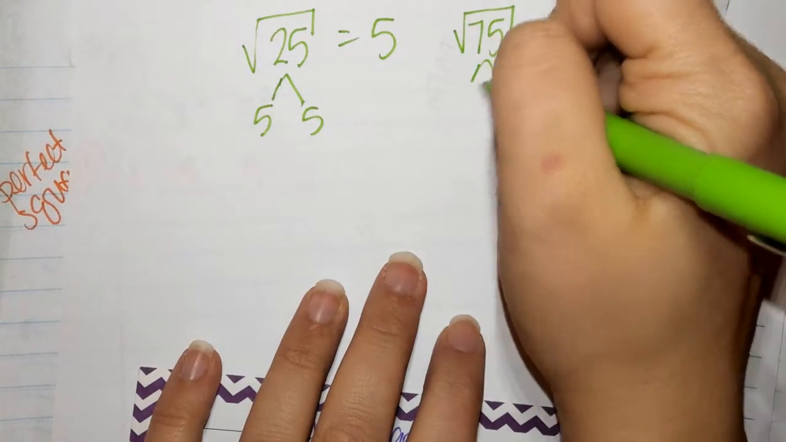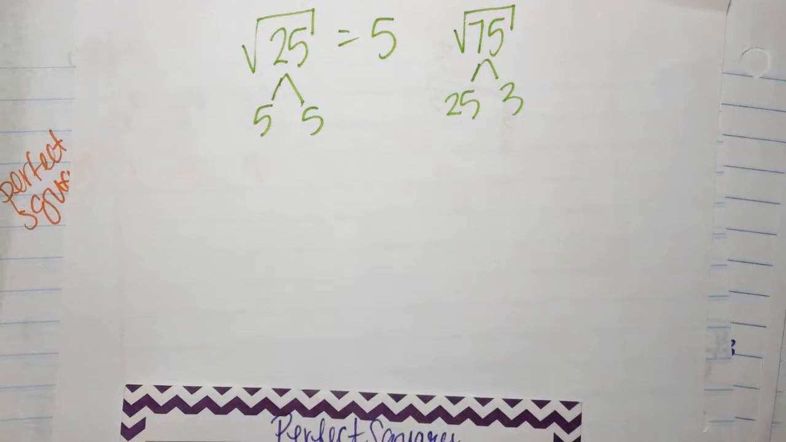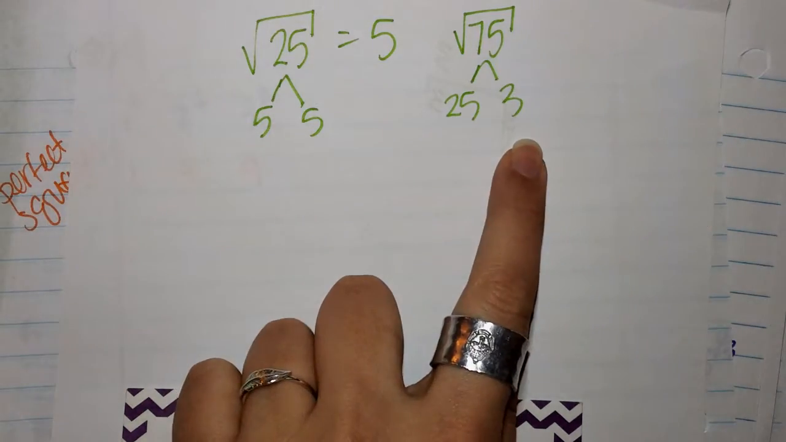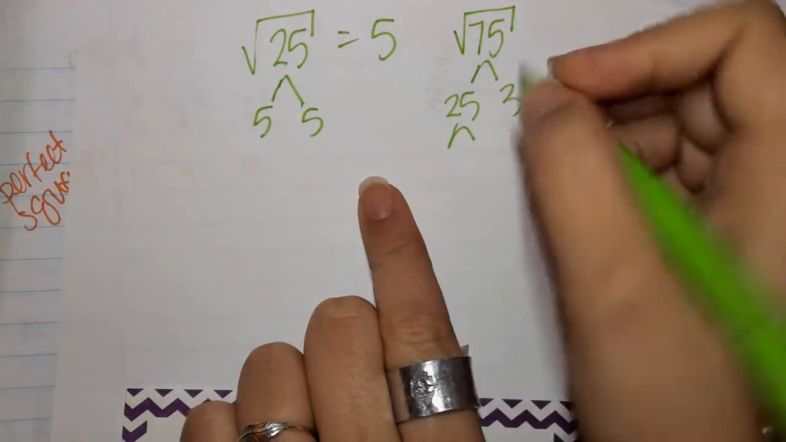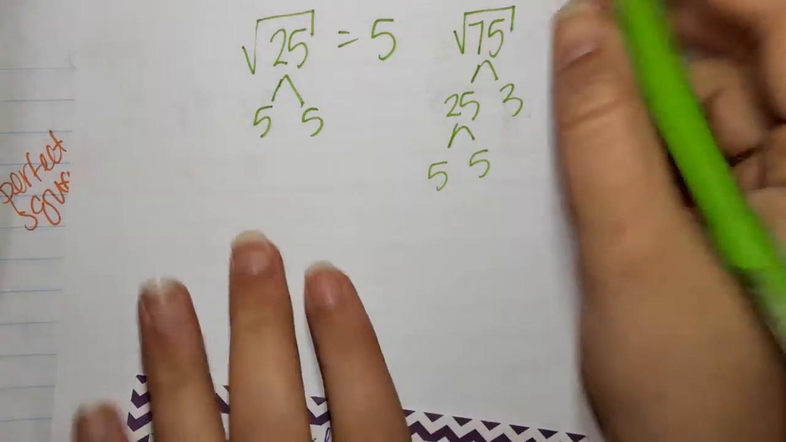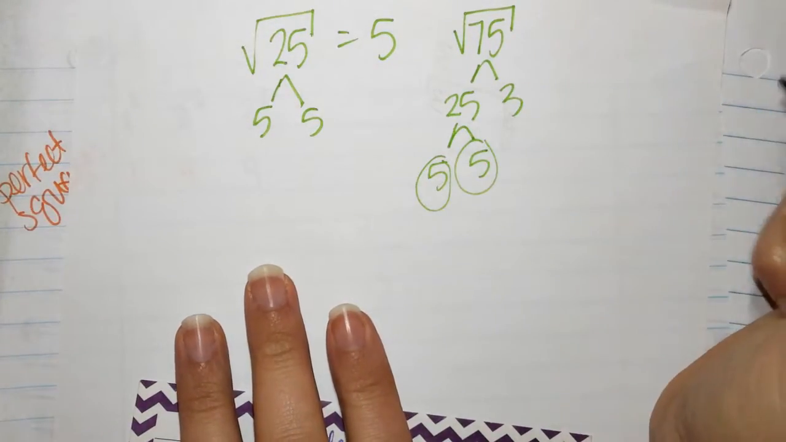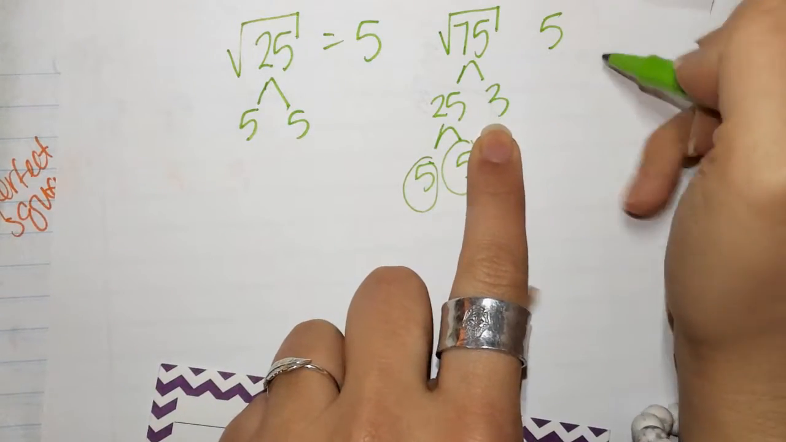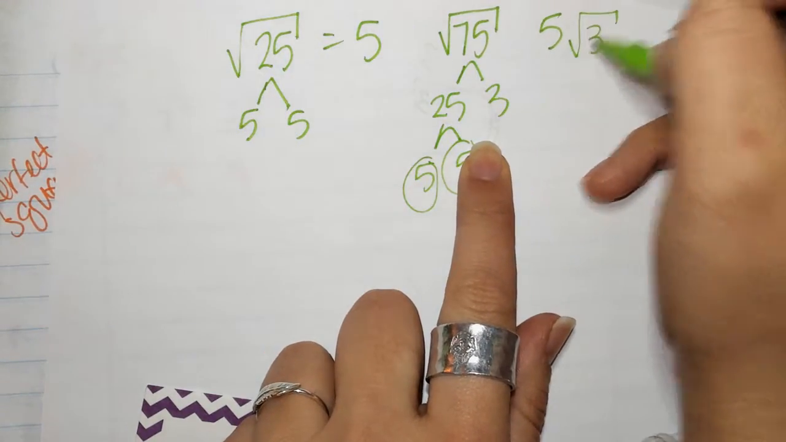Look at you go. 25 times 3 gives us 75. Does everybody understand? Now, we have a perfect square and another number. What does 25 break down into? Do we have two of the same number? What's the square root of 25? What is left over? That stays under the radical.